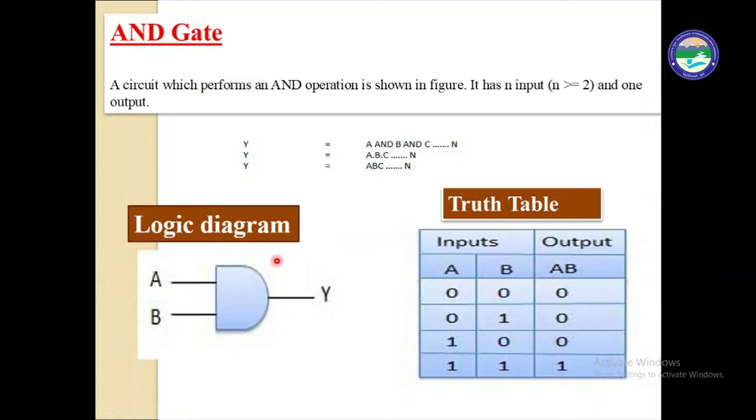Basically, an AND gate performs a multiplication type of output. Suppose we have two inputs A and B, so the possible combinations will be 4. First, we'll take the case of A is 0 and B is 0. For that case, the output AB for the AND operation will be 0. If the inputs are 0 and 1, the output will be 0. And if the inputs are 1 and 0, the output will be 0. And if both the inputs are 1, we will get the output 1. So this is the truth table and this is the logic diagram for the AND gate.